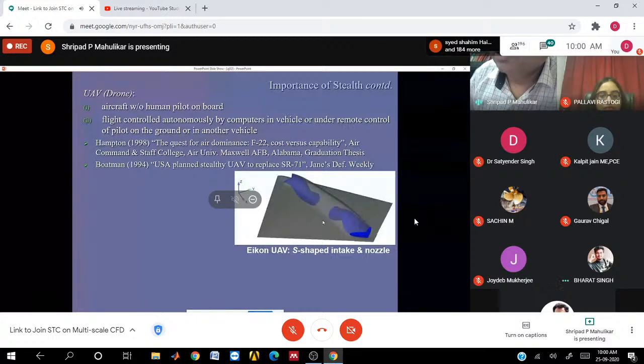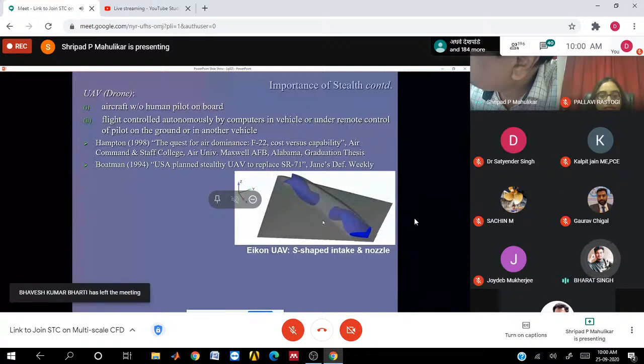Okay. So firstly, let me know, did I get your question correct? Sir, I was asking whether only the engine part is covered for stealth, or the whole aircraft body is designed in such a way?